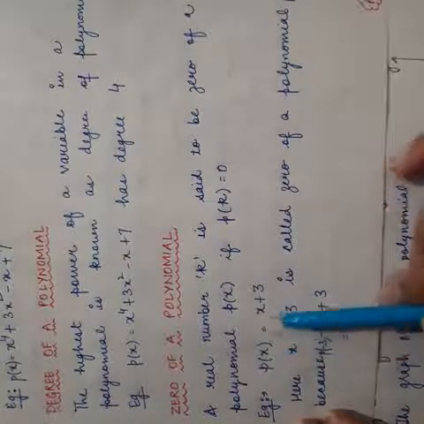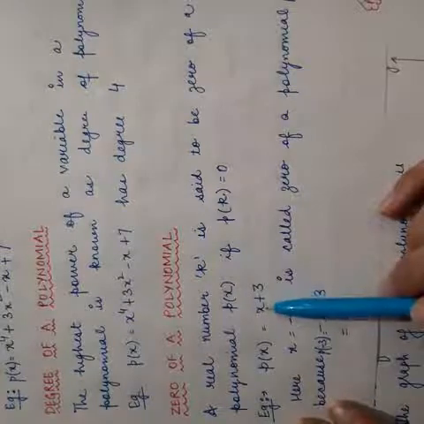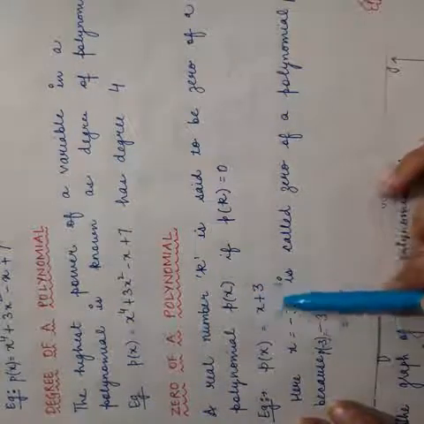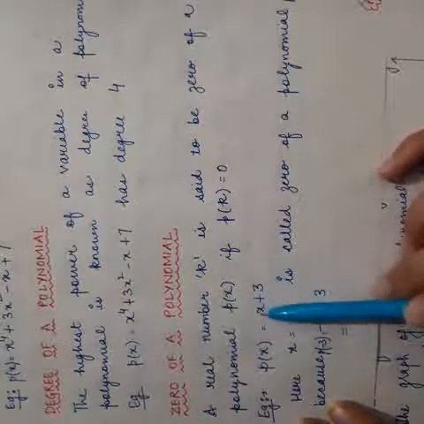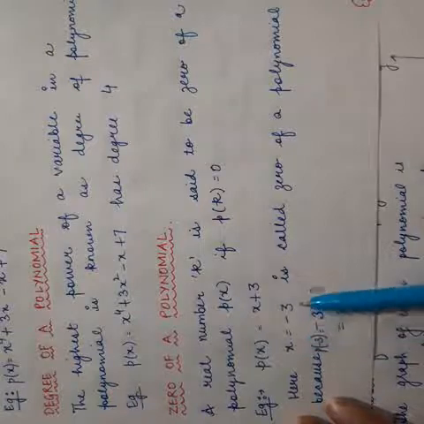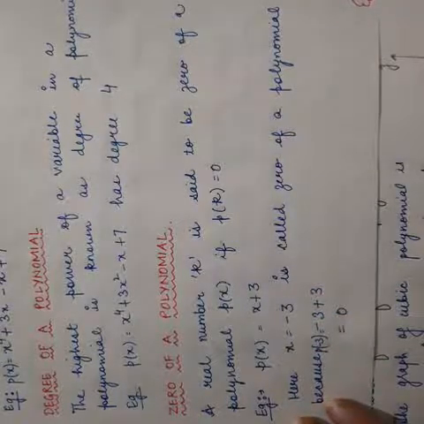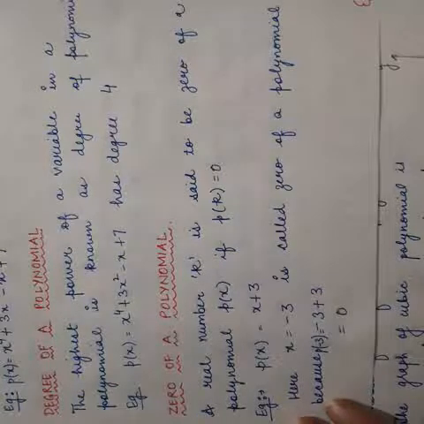We'll just take a simple example. Suppose you have a polynomial p(x) equals x plus 3. What value of x can you use here so that on simplification this gives you 0? You can clearly see, if you put x equal to minus 3, it will give you 0. So x equals minus 3 is called the zero of the polynomial. You've already done it in 9th standard.